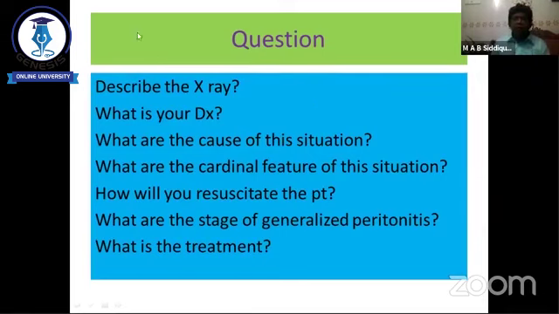The questions may be like this, maybe 3 questions, maybe 6 questions. If there are 3 questions, then each question may carry 2 marks. Sometimes one question may carry 1 mark, another may carry 3 marks or 4 marks. This is an example of questions that may be found in your exam. So, describe the X-ray.